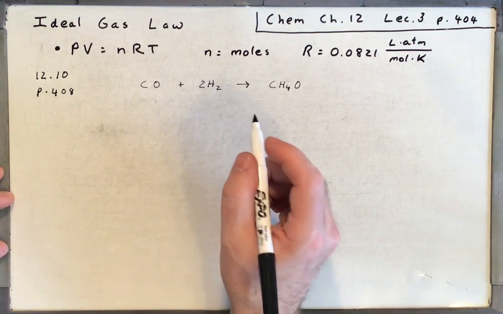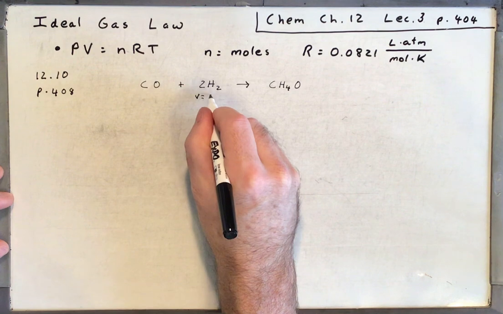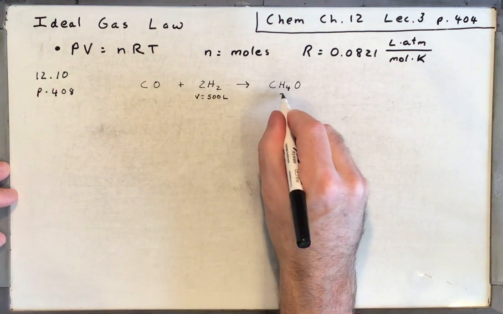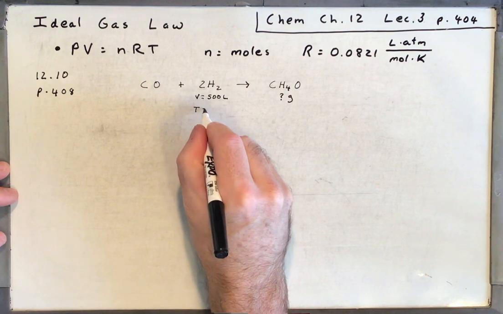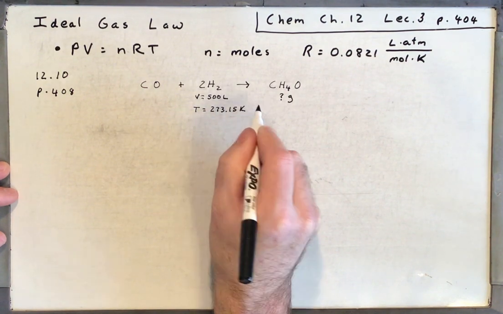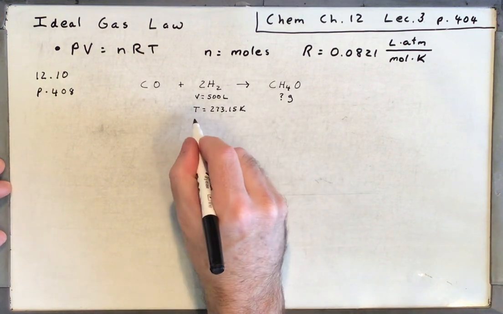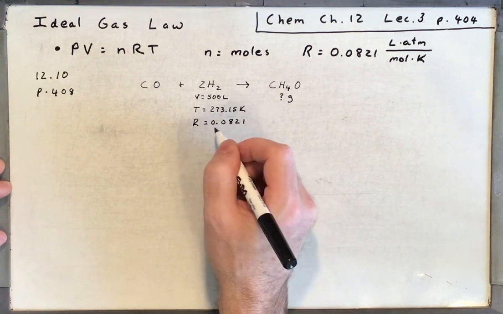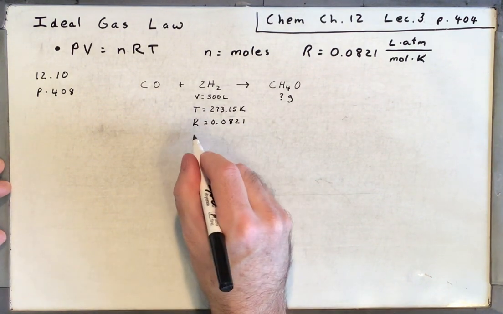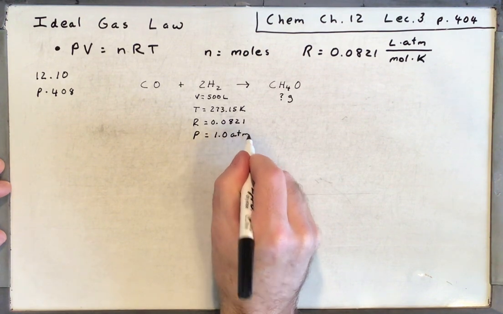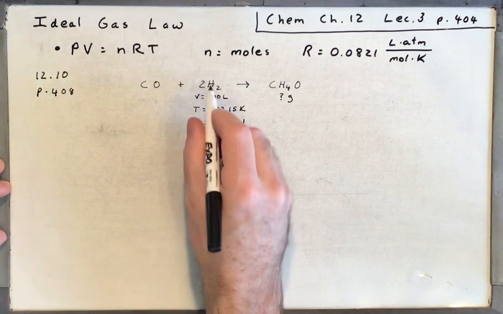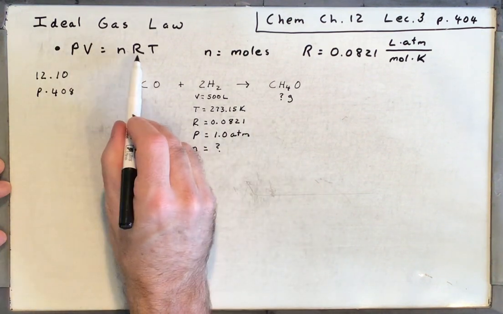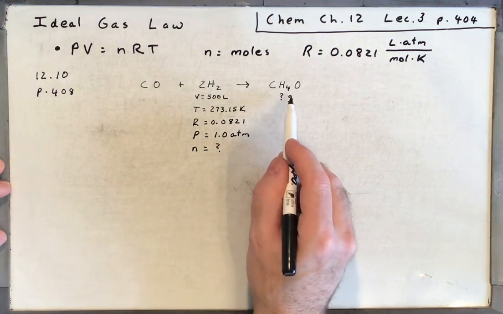We have 500 liters of hydrogen gas, and it's at STP. How many grams of CH4O? If it's at STP, we know the temperature is 273.15, R is 0.0821, and the pressure is 1 atmosphere. We don't know moles, but if we get moles for hydrogen, then we can get grams of CH4O. Whereas in the last one we did stoichiometry first and then PV equals nRT, this time we're going to use PV equals nRT first, and then go to the stoichiometry.